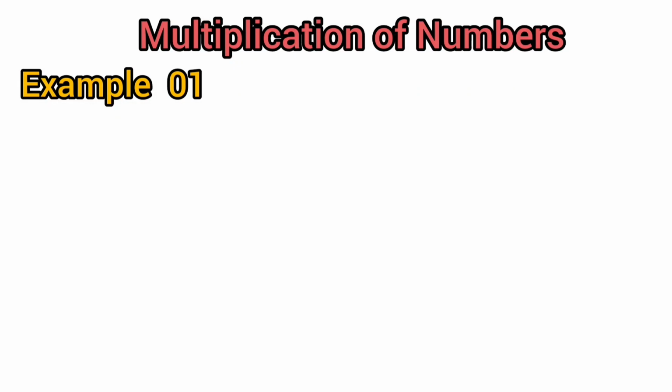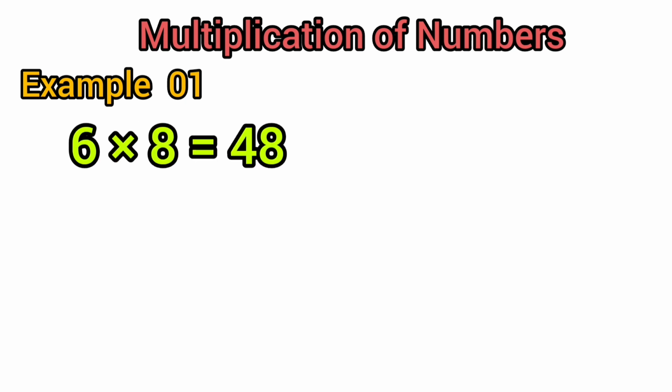Hello students, we are going to learn an easy trick for multiplying numbers. 6 times 8 is equal to 48. We know that from the multiplication table. But what about 60 times 8?